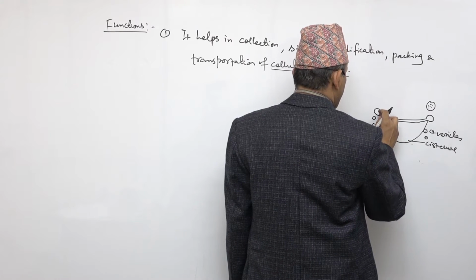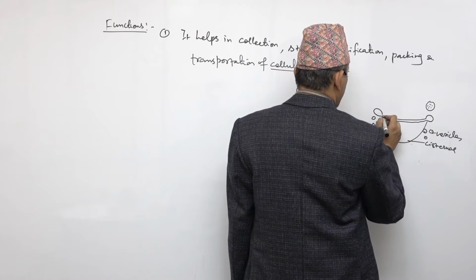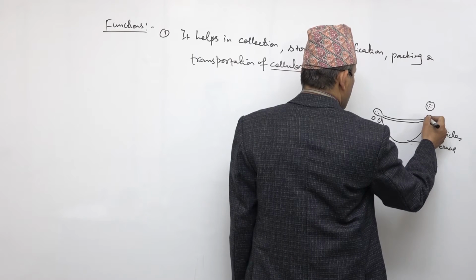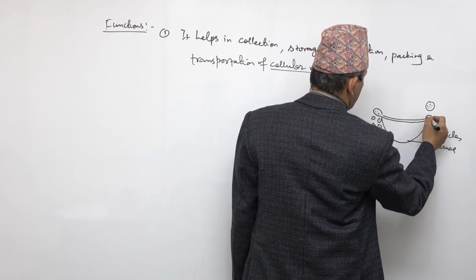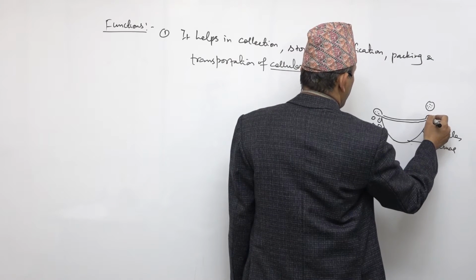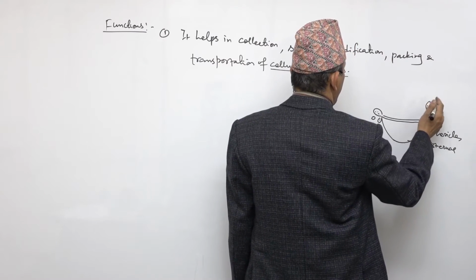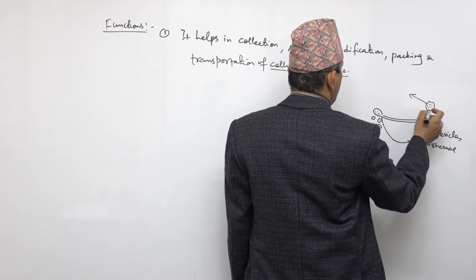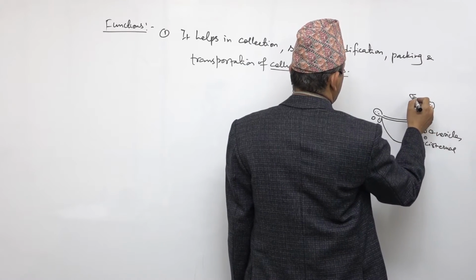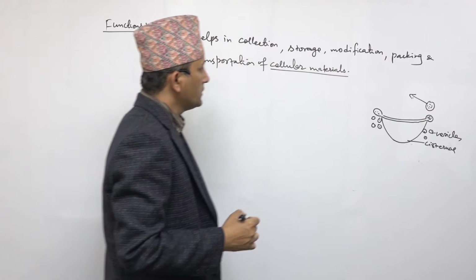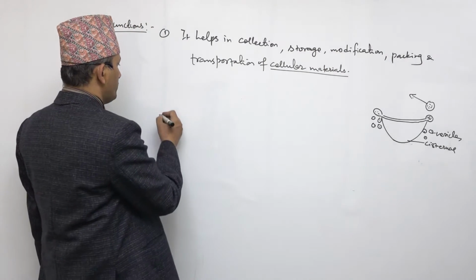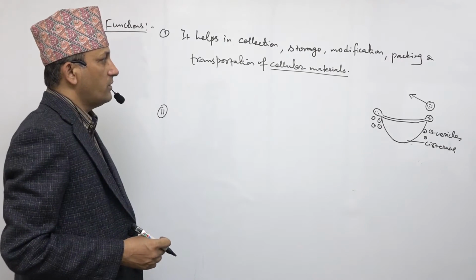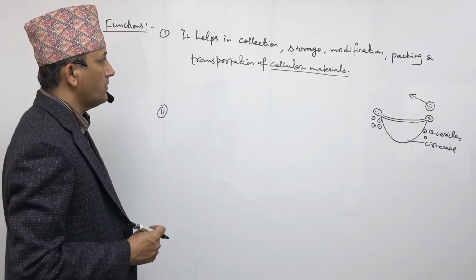Golgi vacuoles form by extension from the side of this bag. Now the materials which are modified inside this bag are transported in these Golgi vacuoles, and the Golgi vacuoles are detached from this bag, and finally when the materials are stored inside these Golgi vacuoles, these are transported to different parts. So this is the main function of the Golgi bodies. Helps in collection, storage, modification, packing, and transportation of cell material.